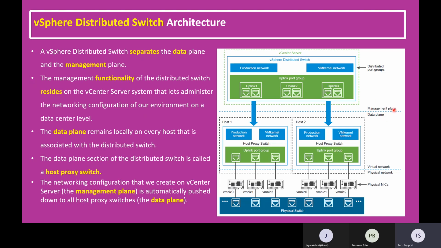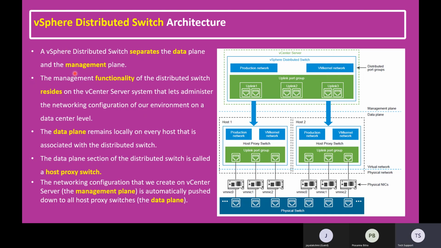Now come to the management plane. Management plane means we can manage only from the vCenter server. Within the vCenter server, you can create one DV switch or multiple DV switches, and on each DV switch you can configure distributed port groups. So in this diagram, we have uplink 1, uplink 2 port group, uplink 3 port group. Port group means grouping of multiple ports. Okay, so one for virtual machine traffic, one for a management network.